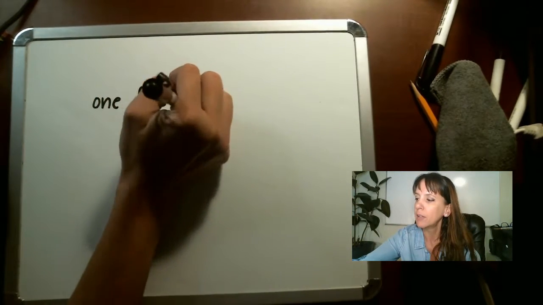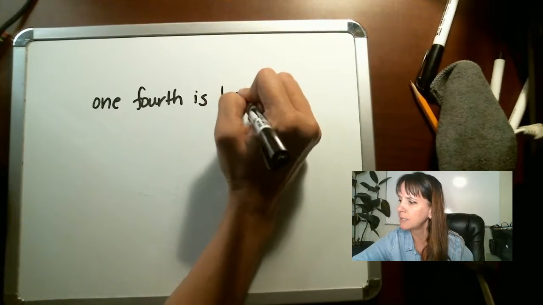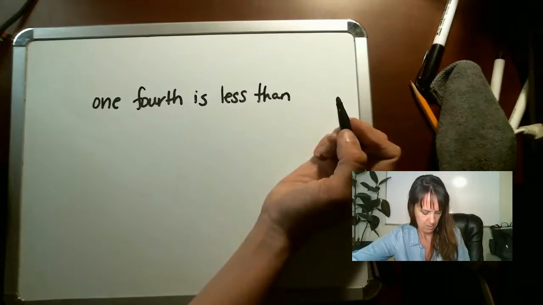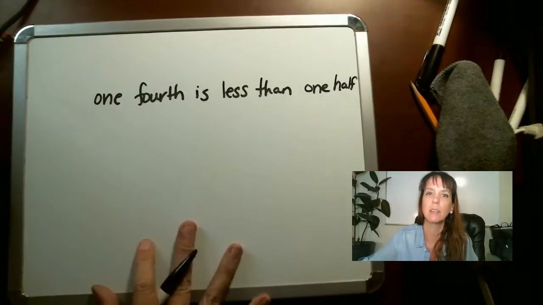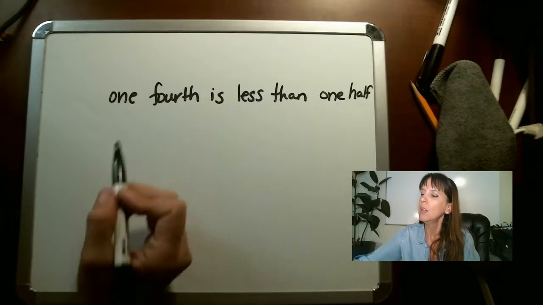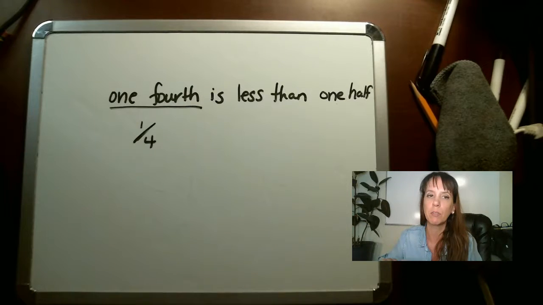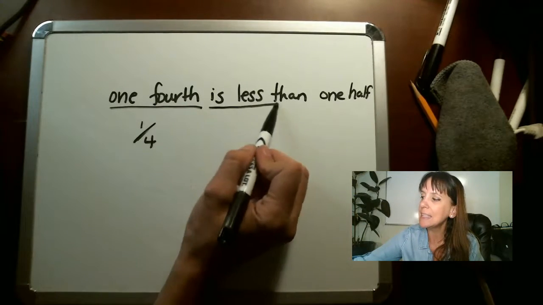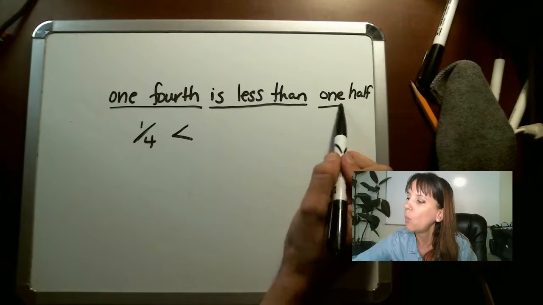1/4, did I spell it? Yeah, okay. It's less than 1/2. I never space my things right. I always run out of my board. So 1/4, we know we write that like this, part over whole, is less than, looks like an L, is less than 1/2.